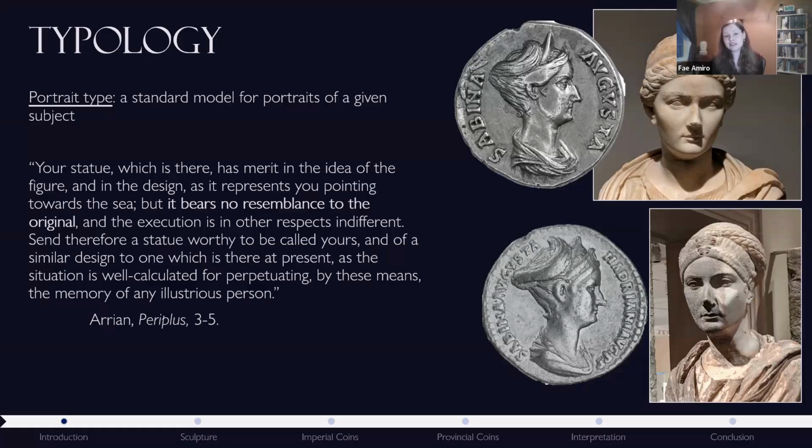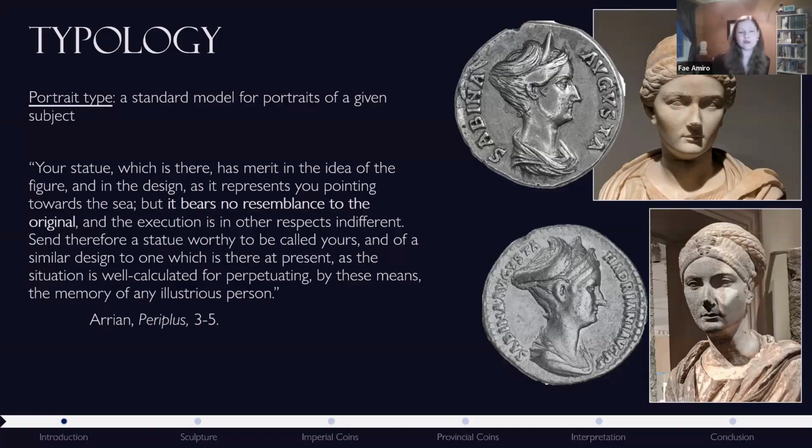In most cases, we're able to identify these different portrait types, meaning the different models, based on hairstyles. So in the example on the slide, you can see the coin and the sculpture at the top and the coin and sculpture at the bottom are two different portrait types, both of Sabina. This is not because facial features were not just as relevant in portraiture in antiquity, or that they didn't, like us today, identify people by their faces, but rather because hairstyles, as was illustrated on the last slide a little bit, are more quantifiable. So you can count the locks, and there's a numerical quantification that you can do to them that is a little harder to accomplish with facial features.